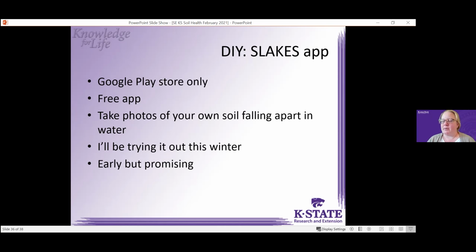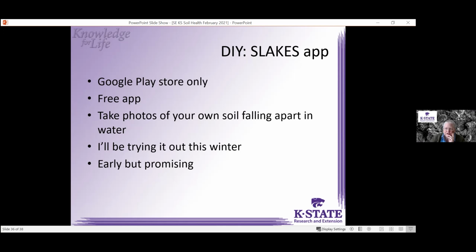It was developed by some soil scientists in Australia, and they published a paper, and then one other person has tested it and wrote a paper saying it worked pretty well. So I have a student working on that right now. I don't know if it's going to be a cool thing or not yet, but I like that it's free. It just costs you your time, and I think it could be fun.